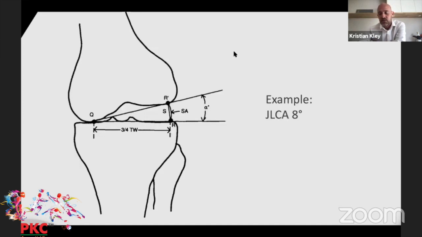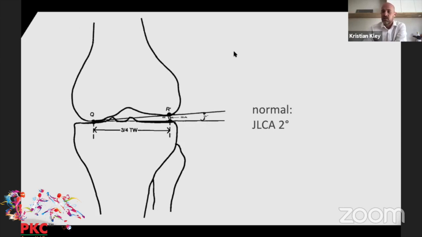It's just confusing. So let's make it simple. Let's just look at a joint line convergence in this example, 8 degrees that you might have. And this might revert during the surgery to normal, which is 2 degrees. It may not. But how far will it react? Well, this is an enigma. It's often asked, how far will it react?